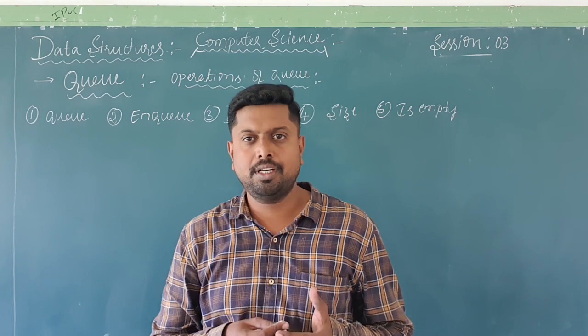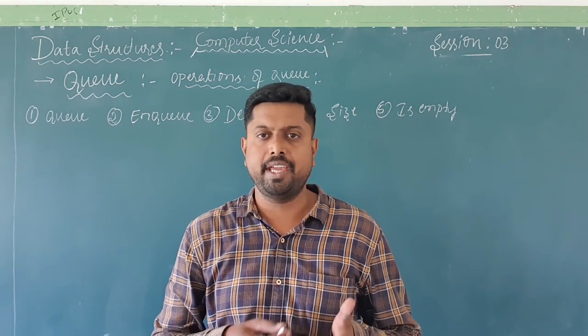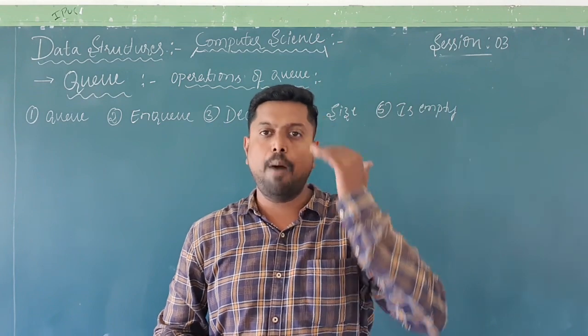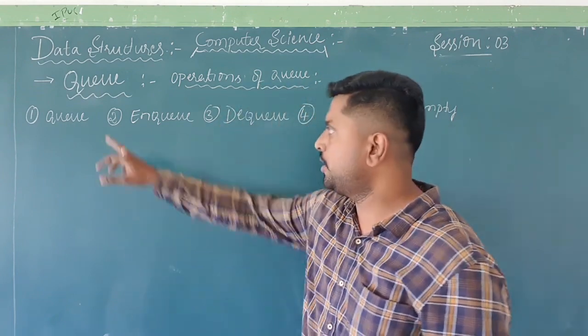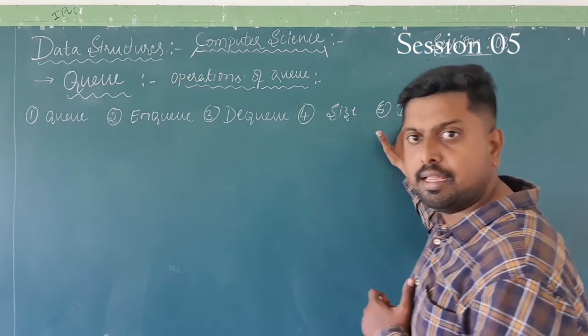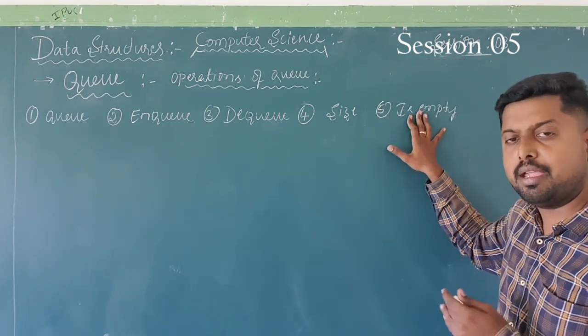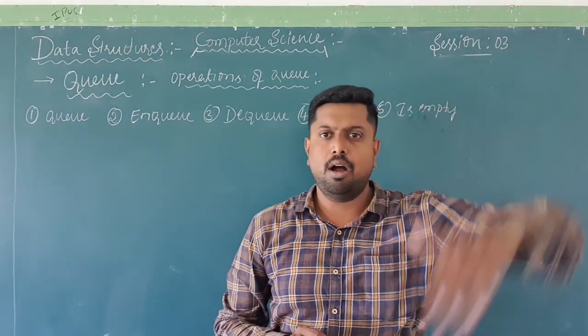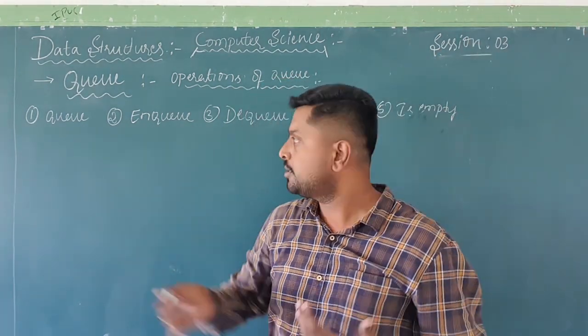So after the types of the queue, if we come to the operations of the queue, this is also one 5 marks question. Operations of the queue: EQ, DQ, size and is empty. Size and is empty are the operations of the queue. Just the meaning of these types of operations.